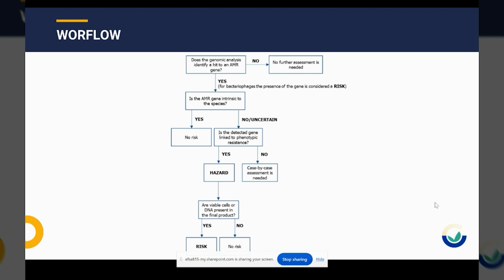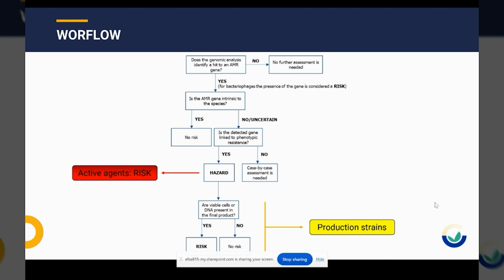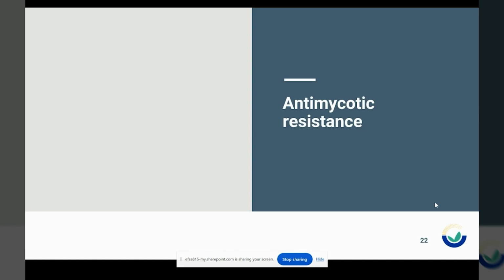The presence of acquired antibacterial resistance genes, in the case of active agents, will be considered automatically as a risk, and in the case of production strains, it will be necessary to determine if the product contains viable cells or DNA from the strains, and depending on the outcome, it will be regarded as a risk or as no risk.